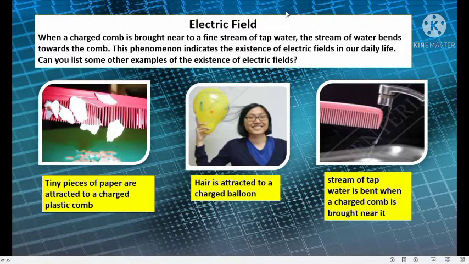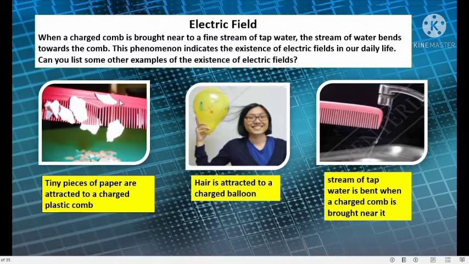You have discussed electrostatics before. For example, by rubbing a comb and then bringing the comb near tiny pieces of paper, you can observe that the tiny pieces of paper are attracted to the charged plastic comb. Or you rub a balloon so it becomes a charged balloon. When you bring it near your hair, you can see the hair is attracted to the charged balloon. Or you rub the comb with cloth and then bring it near a stream of water, and you can see the stream of tap water is bent when a charged comb is brought near it.